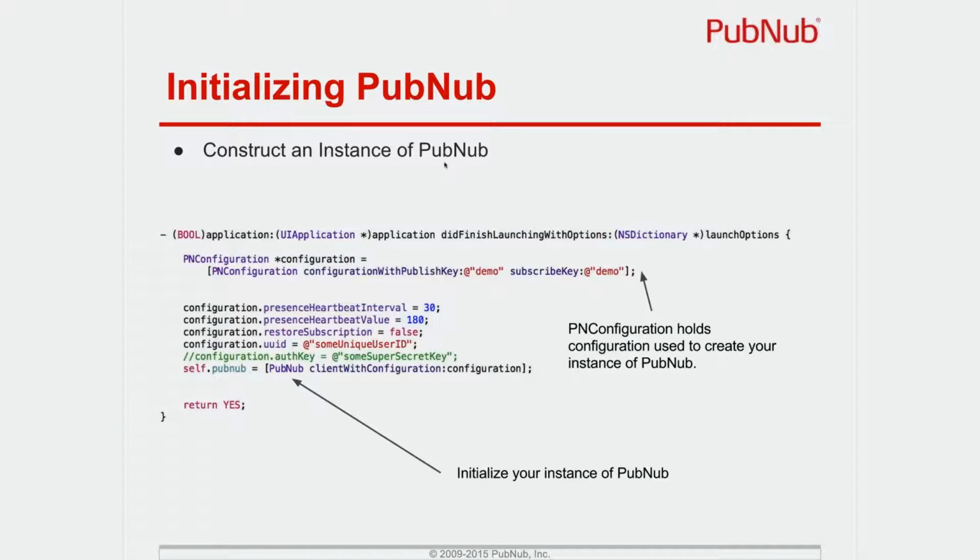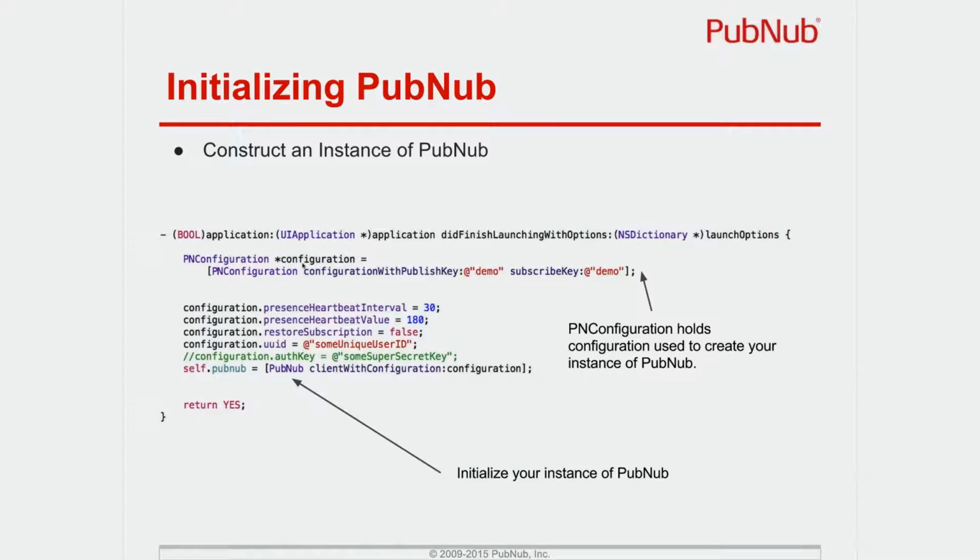Construct an instance of the PubNub object. So in this slide here, we're actually doing it in your didFinishLaunchingWithOptions, which is right out of your app delegate. We're instantiating an instance of PNConfiguration. So here we do a PNConfiguration with publish keys. These are the keys that you would get in the customer portal or the customer dashboard.